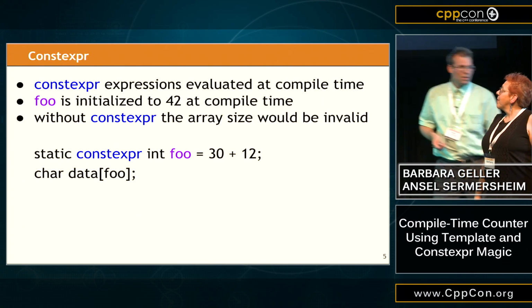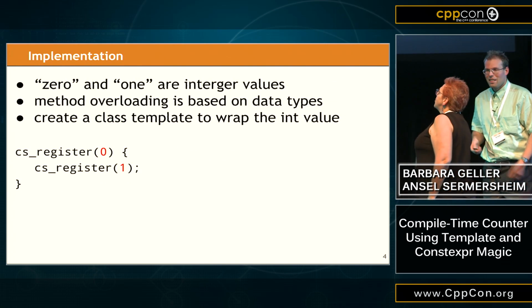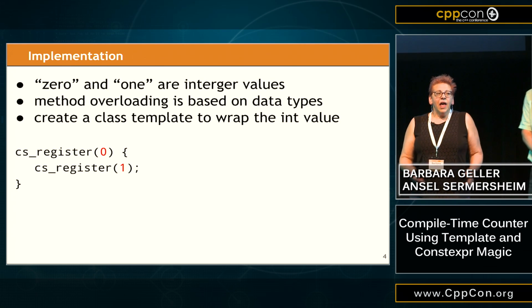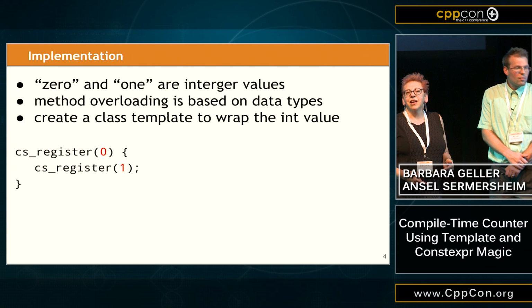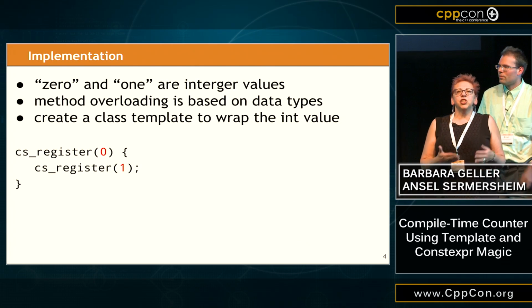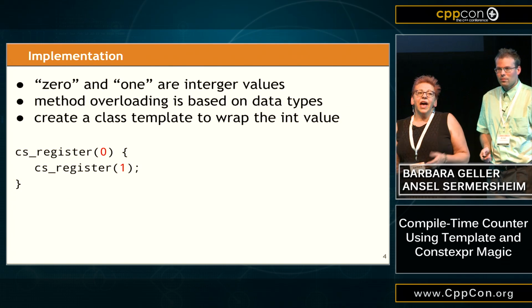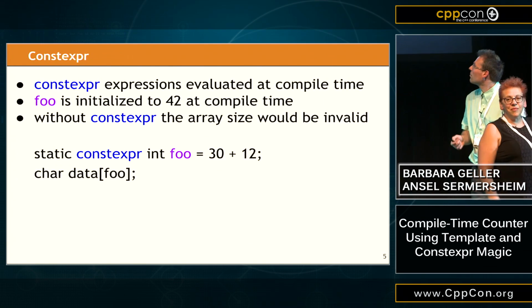0 and 1 are values. They're not data types. And we're trying to use method overloading. So the problem is, how do you actually do this and use method overloading when these are numeric values and they're not data types?